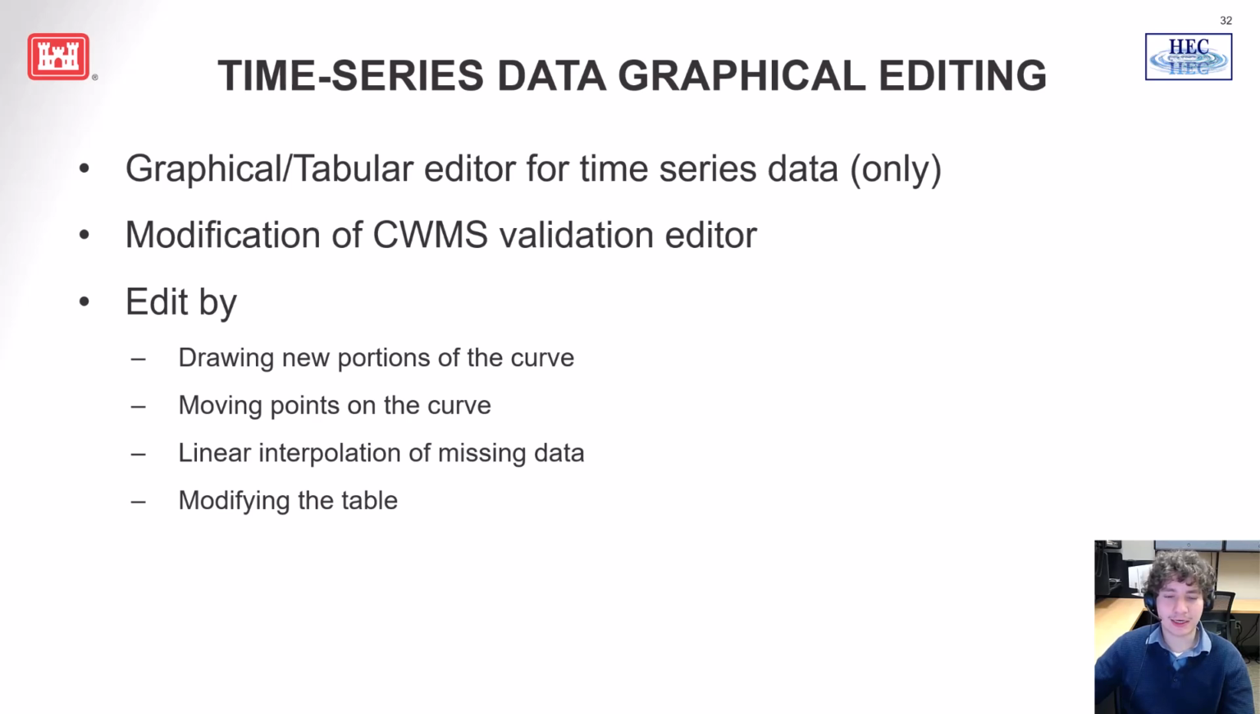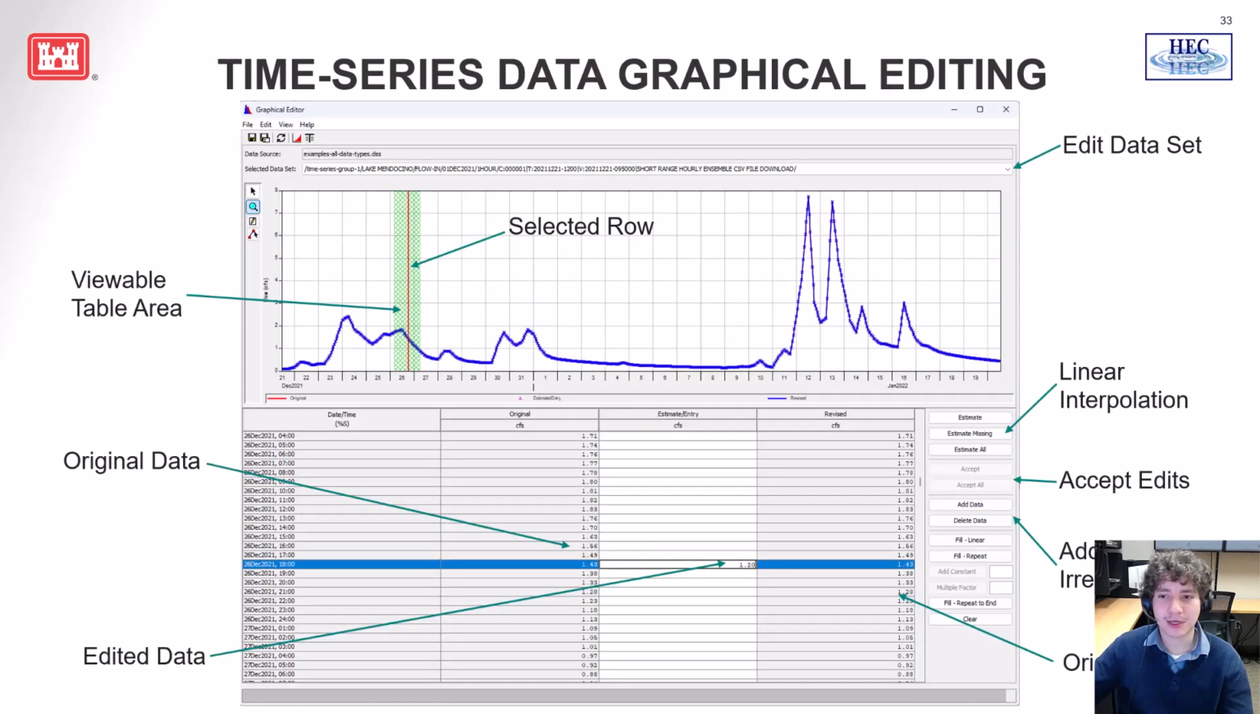The second is that it was built off of a modification of the CWMS validation editor. So it has a lot of the same components and capabilities. Some of those capabilities it has is the ability to draw new portions of a curve, to move points along a curve, as well as to linearly interpolate any missing data along a curve, as well as all of the same tabular editing tools as our other tables. So let's look at some of the components of the graphical editor.